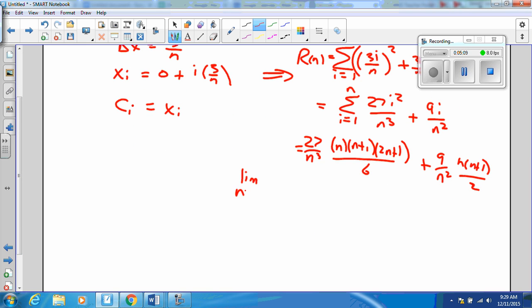And now I'm going to take the limit as n goes to infinity as a way of forcing my mesh size to go to 0. And that's going to give me 27 times 2 over 6 plus 9 times 1 over 2. And that turns out to be equal to 13. Oh, good. Yeah, we're almost there.